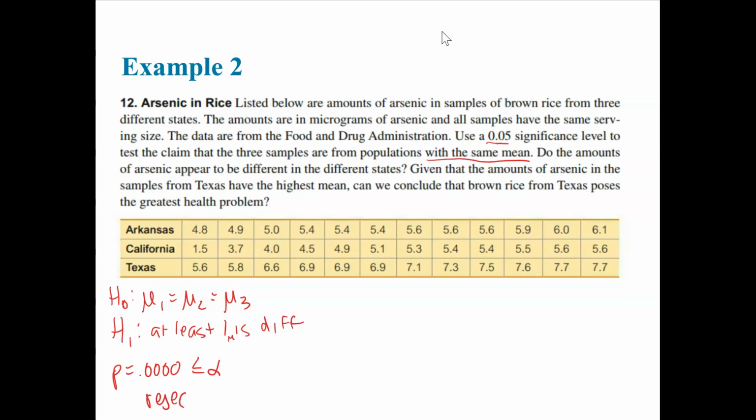So we're going to reject the null hypothesis, which basically says that at least one mean is different. So there is sufficient evidence to reject the claim that the states have the same mean arsenic content. Given that the amounts of arsenic in the samples from Texas have the highest mean, can we conclude that brown rice from Texas poses the greatest health problem? No, we cannot. Not based on the ANOVA, this analysis. This just says that they're different. It doesn't say anything else. So it's really important not to fall for that trap.